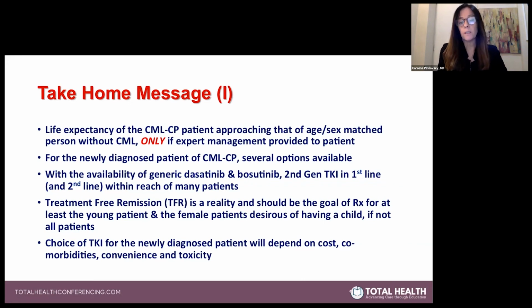For newly diagnosed patients with CML, we all know we have several options available, and with the availability of generic dasatinib and bosutinib, second generation TKIs in first line and also in second line, within reach of many patients. So we have today a lot of possibilities of treatment.